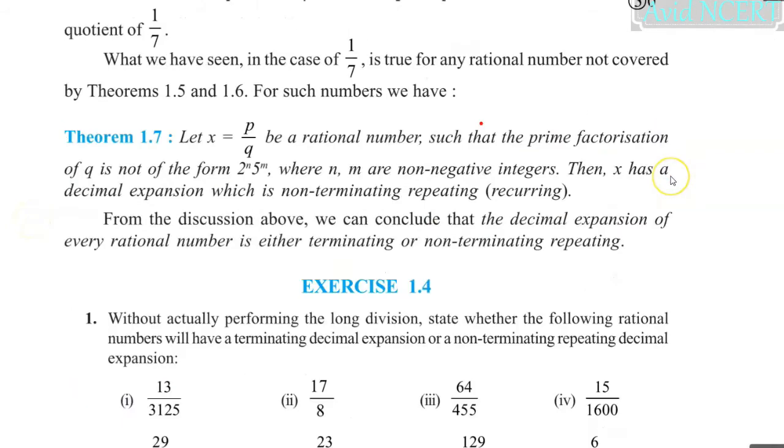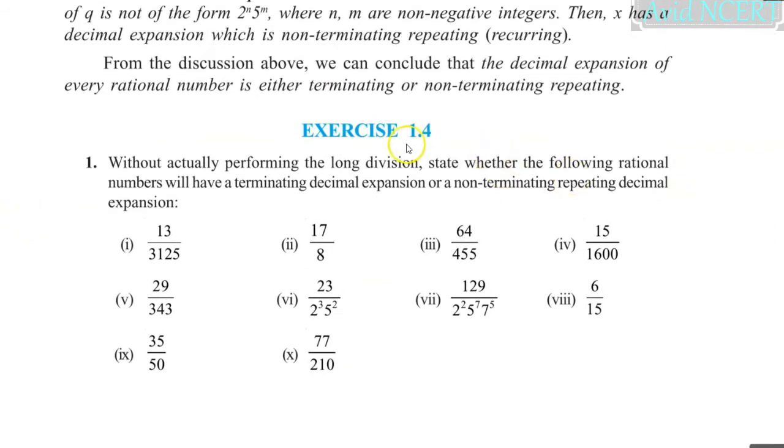From page number 17, exercise 1.4, we have already completed the first sum. Now let's solve this second and third sum. So we have to, without actually performing the long division, find whether these rational numbers have a terminating decimal expansion or a non-terminating repeating decimal expansion. We have already discussed this earlier.